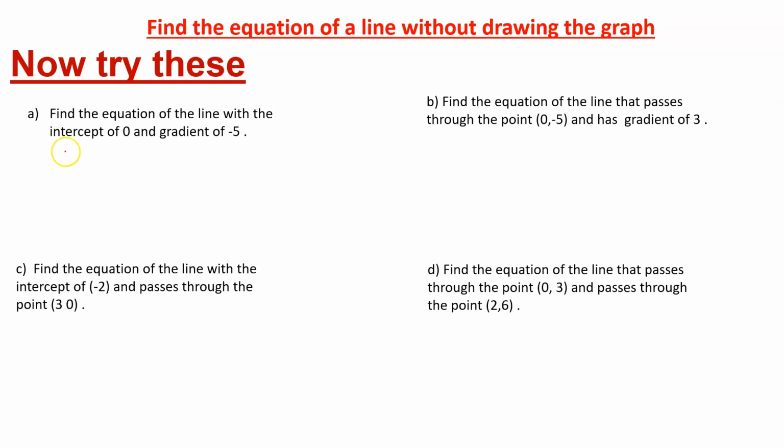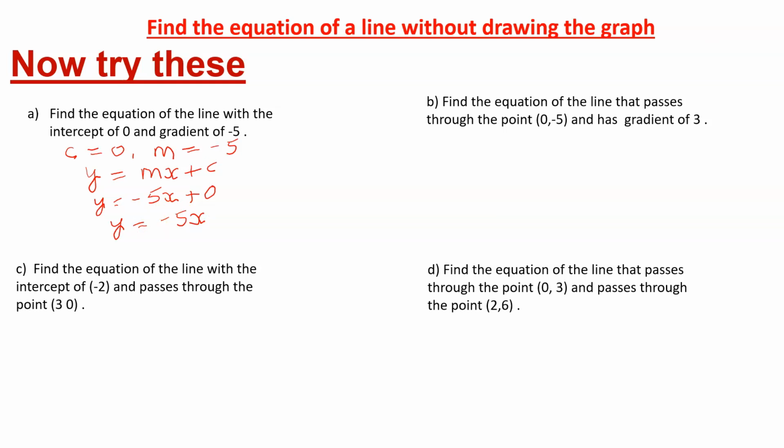Nothing new. Your intercept, let's write down this time c is 0, and m, which is the gradient, is minus 5. What is the general equation? y equals mx plus c. Do we know m? Yes, we do. What is it? Minus 5x. Do we know c? Yes, we do. What is it? 0. What is the equation now? Minus 5x. So it's a line that goes through the origin.